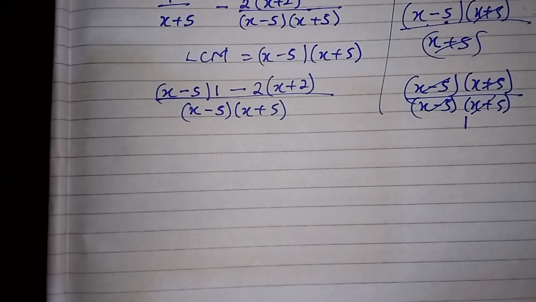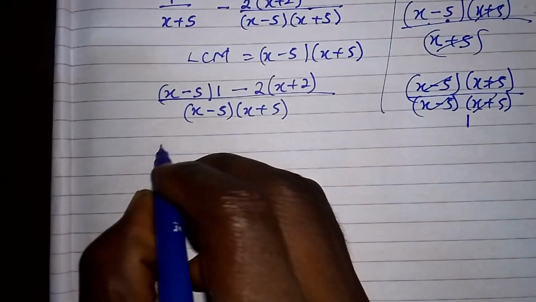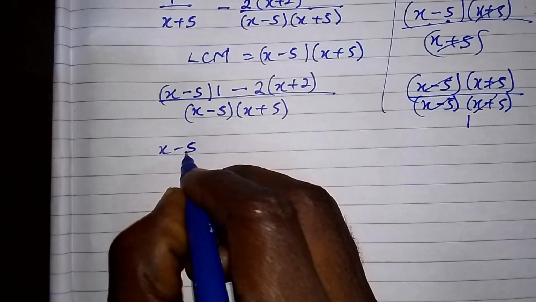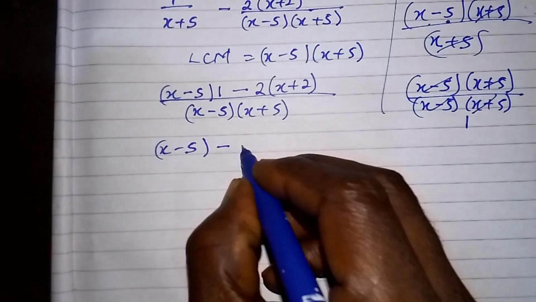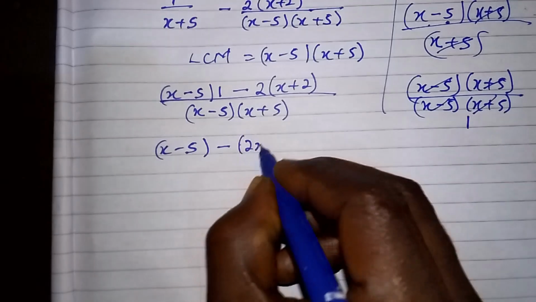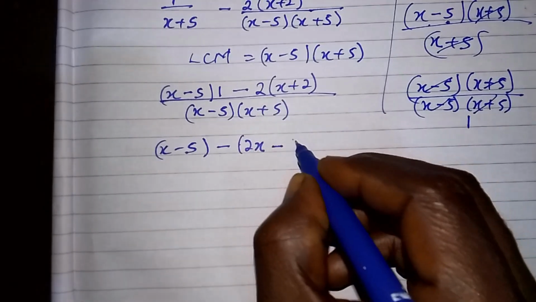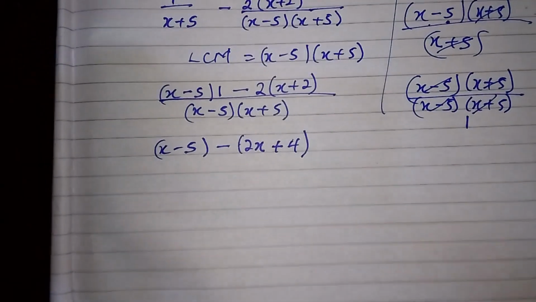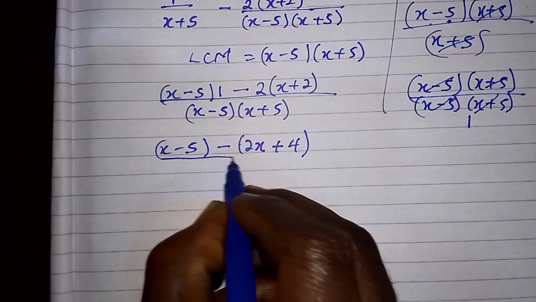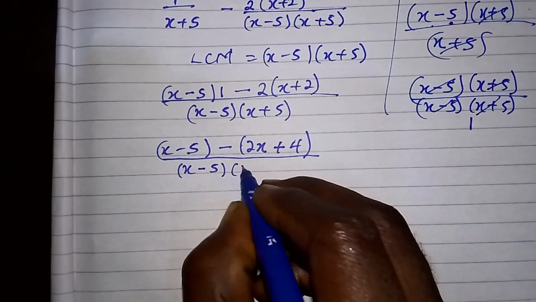Moving further, 1 multiplied by any number will give us the same number. So I have x minus 5 here. Minus, when we take this one, I have 2x, then minus, or 2 times 2 gives us plus 4 over here. All over the LCM of x minus 5, x plus 5.